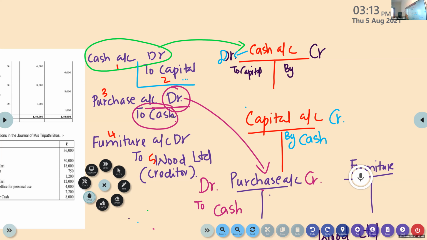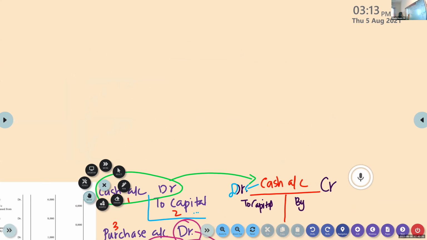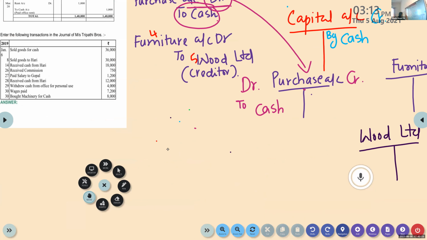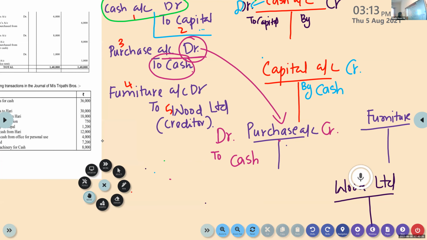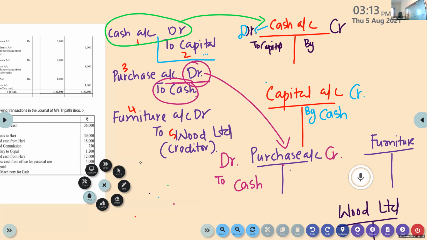Now the second entry, to cash. To cash means what? Where is the cash now? Is it on the debit side or credit side? What is cash in this particular transaction, credit or debit? It is credited. Purchase account debtor to cash. To cash means the cash is credited. Am I right? Yes.